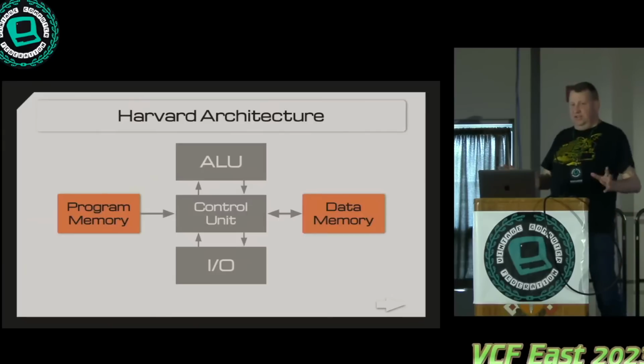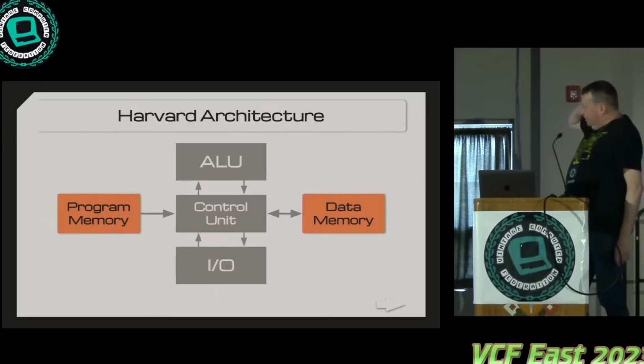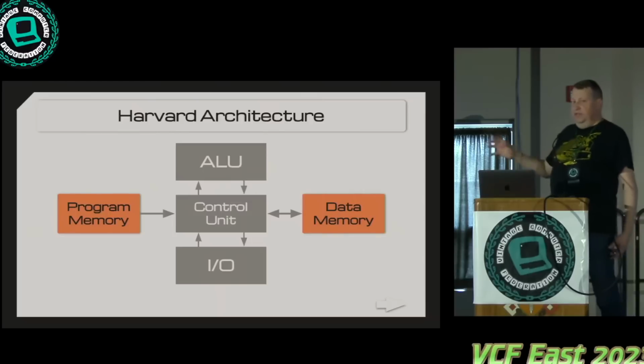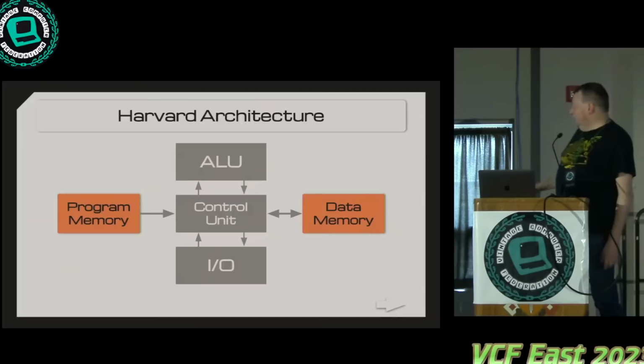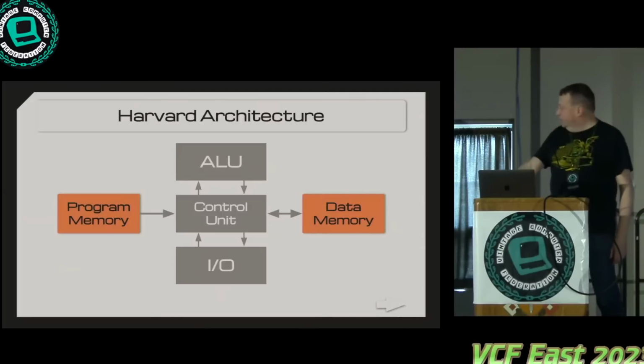So this is the Harvard architecture. There's an ALU, control unit, I/O, and then there's the two separate memories. The program memory is typically going to be read-only, although it's potential it could actually update that. But typically this is a fixed, immutable thing. If you want to change it, you have to physically change it. And then the data memory you can read and write to.